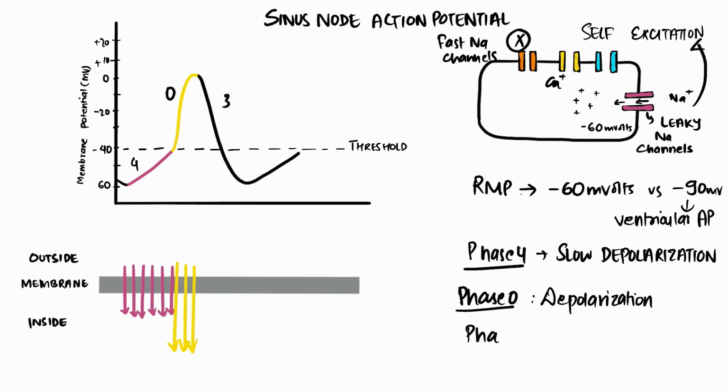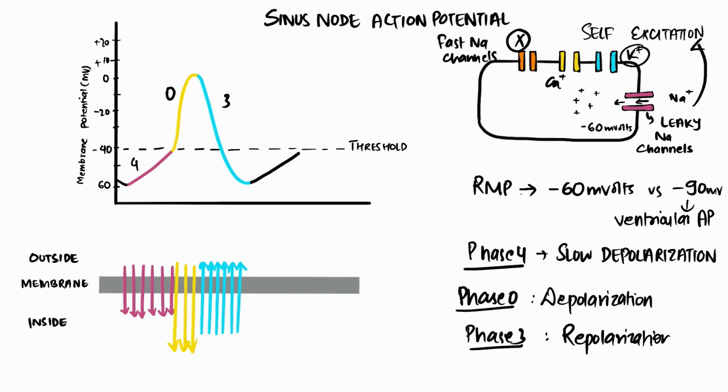Then comes phase 3 repolarization. Now that the L-type calcium channels close, the calcium influx ceases. At the same time, potassium channels open and hence potassium diffuses out. This reduces the intracellular potential back to its negative level of minus 60 millivolts. So after this action potential is over, the potassium channels close and again sodium leaks into the cells so that the entire process begins again.